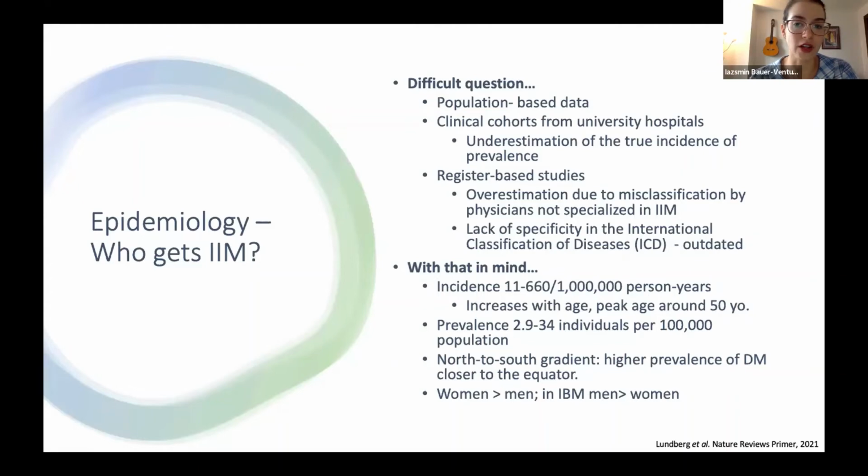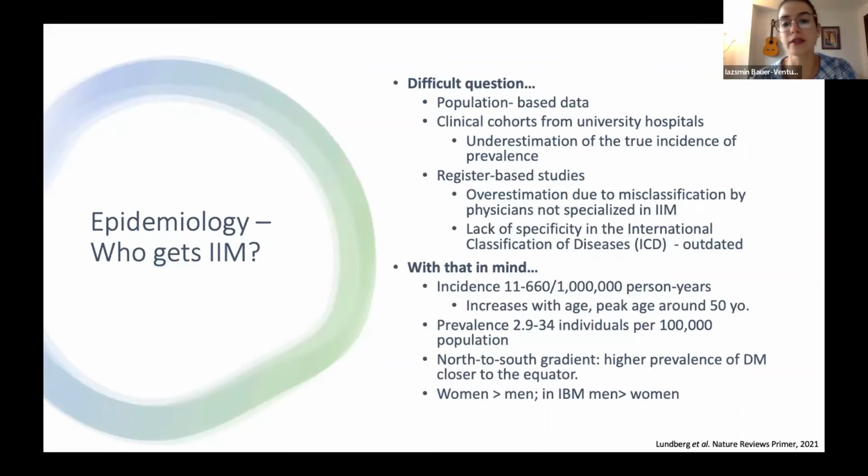And we unfortunately cannot use ICD-10 to do studies on incidence and prevalence because the ICD-10 is outdated and unfortunately does not encompass these new subtypes of inflammatory myopathies that I alluded to.